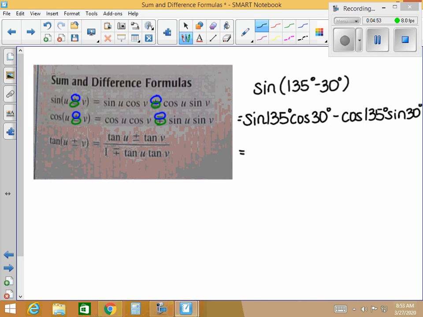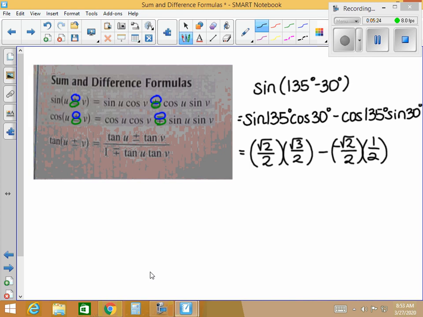Here then we do the arithmetic. The sine of 45 degrees is square root of 2 over 2. When I'm in the second quadrant, that stays positive. Cosine of 30 degrees is square root of 3 over 2. First quadrant, everything is positive. Cosine of a 45-degree reference angle is square root of 2 over 2, and since I'm in the second quadrant, the cosine is negative there. And sine of 30 degrees is 1/2. First quadrant, always positive.